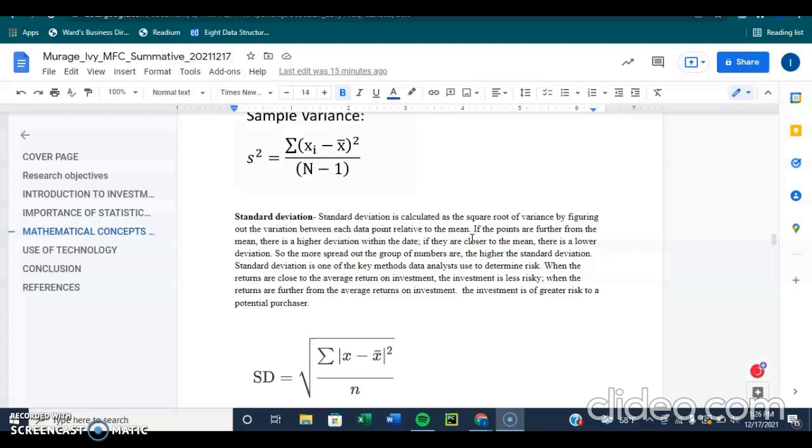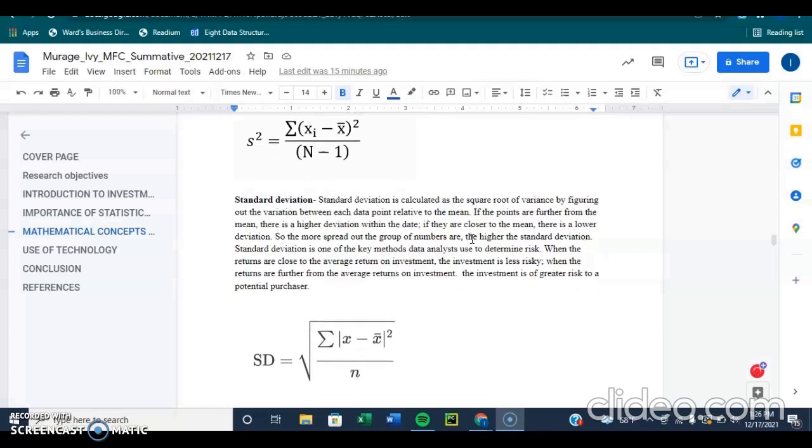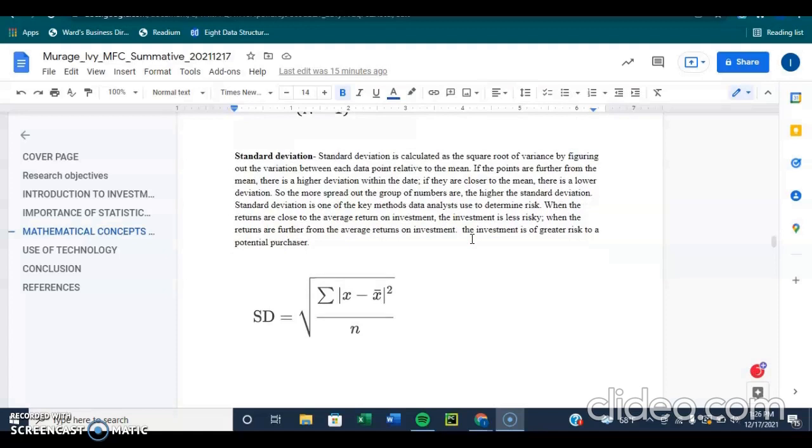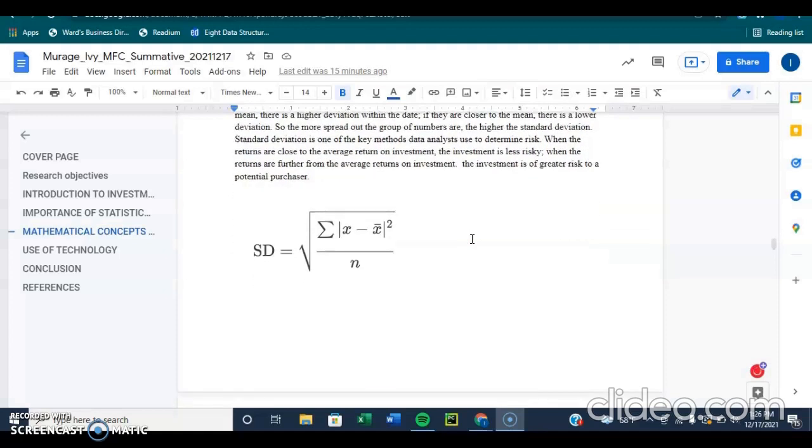So standard deviation is one of the key methods data analysts use to determine risk. When the returns are close to the average return on investment, the investment is less risky. And when the return is further from the average return on investment, the investment has a greater risk to a potential purchaser.